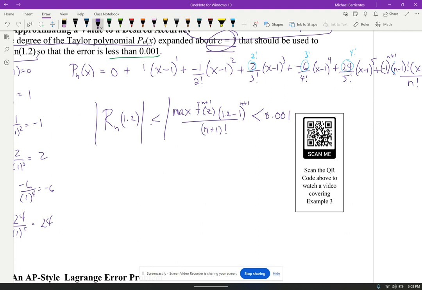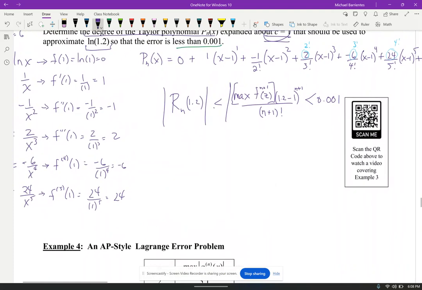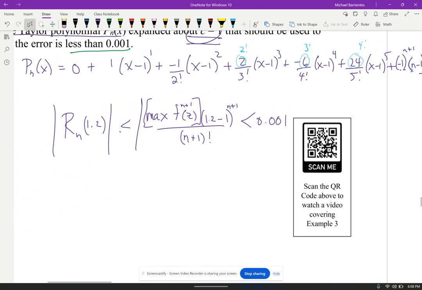Okay, so I think I got it. Now, where do we go from here? Well, I need to figure out the maximum value of the n plus 1th derivative, right? That would be nice if I could take care of that. Oh, wait a minute. The n plus 1th derivative, did we figure out a pattern for the n plus 1th derivative? Remember, the n plus 1th derivative were these numbers. This is the n plus 1th derivative.